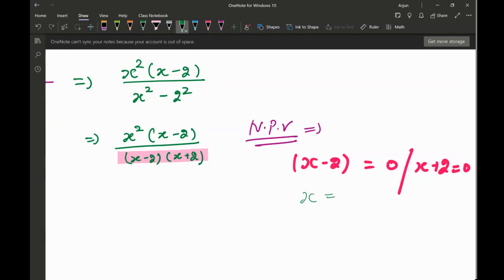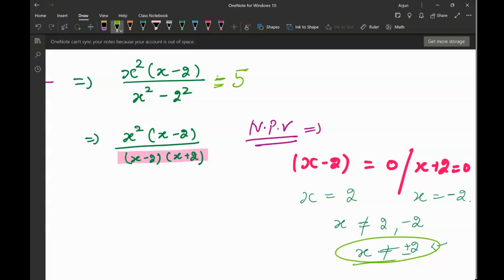So x value will come out to be 2, and x value from here will come out to be negative 2. So I will write it as x cannot be equal to 2 and also cannot be equal to negative 2, or you can write it as x cannot be equal to plus minus 2. Now, this is important because when you will be finding the value of x, in this question there was no equality, something like this has no equality sign in it, so we don't need this that much.